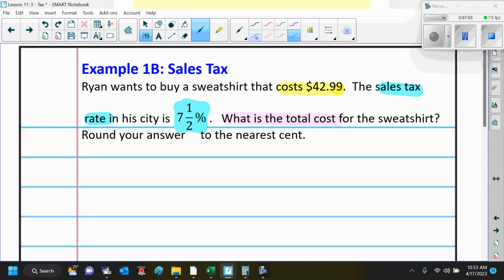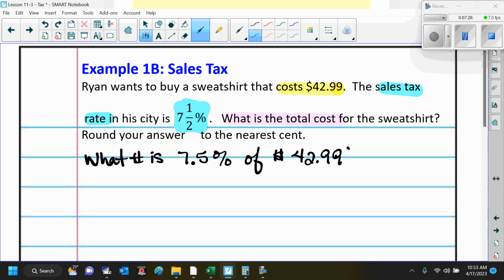So the what number question is, what number is 7.5%? Can I write 7.5? You guys okay with that? Yeah. 7.5% of $42.99. You guys remember writing those questions? Now, do you remember your formula? Yeah. All right. So we've got percent over 100 equals part over whole.